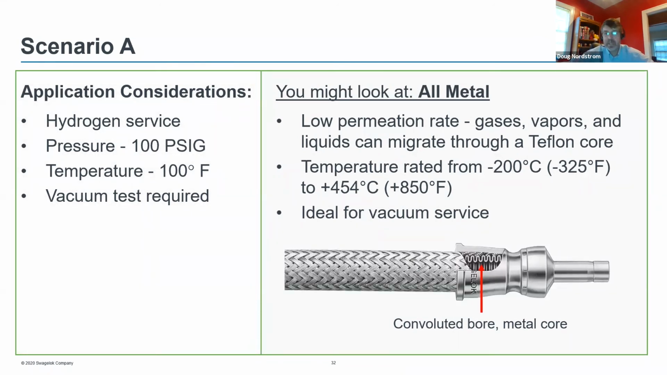Again, metal hose will withstand an extreme level of vacuum, which in this case we were looking at. The temperature and pressure rating of a metal hose are well beyond what we list here in this application, but with hydrogen, I think it's the best way to go.